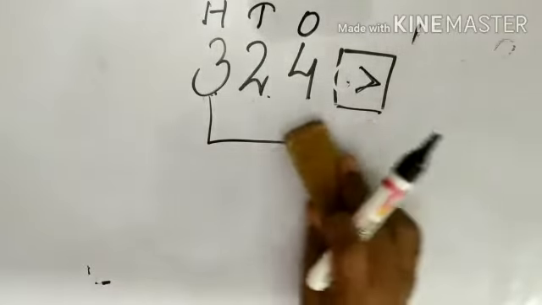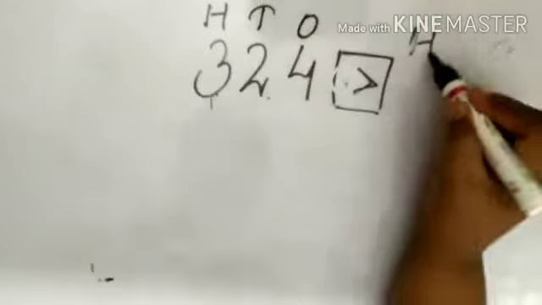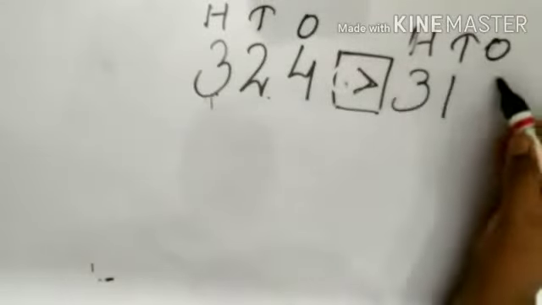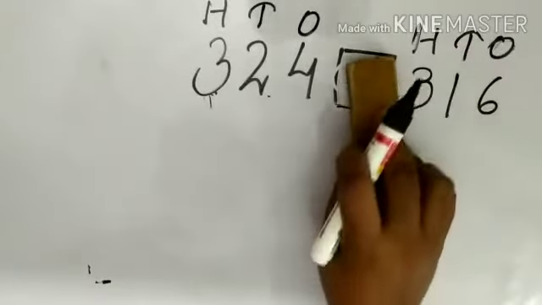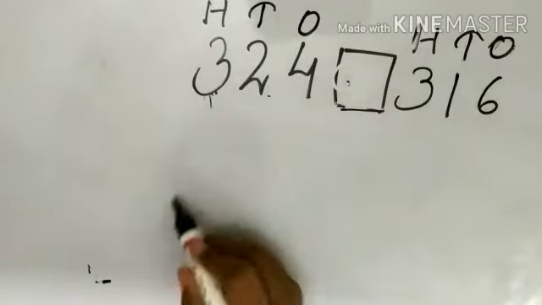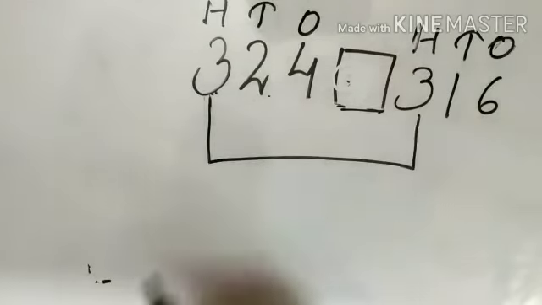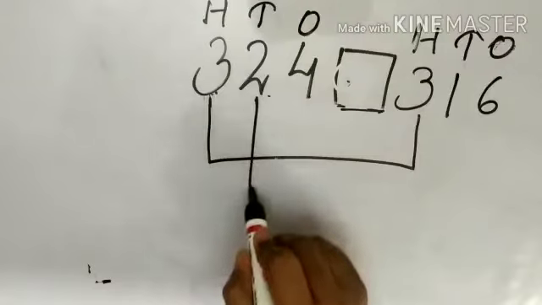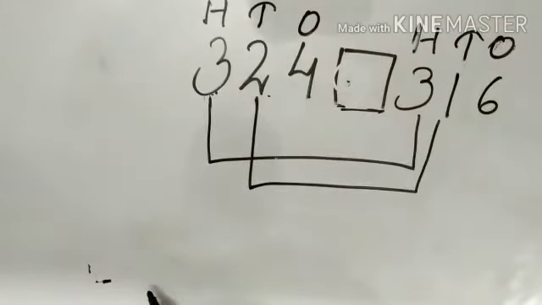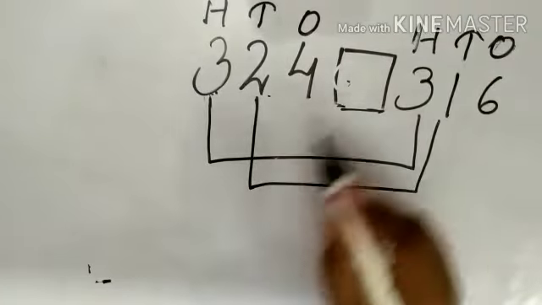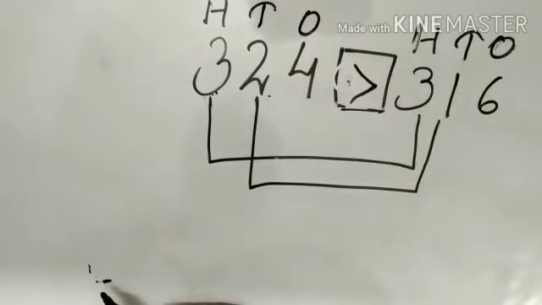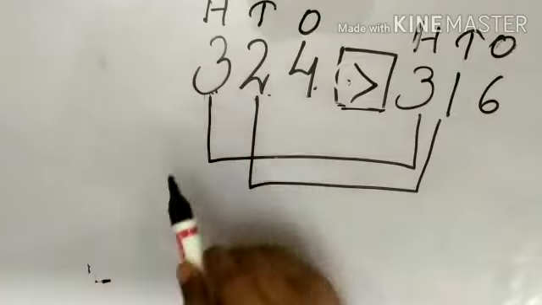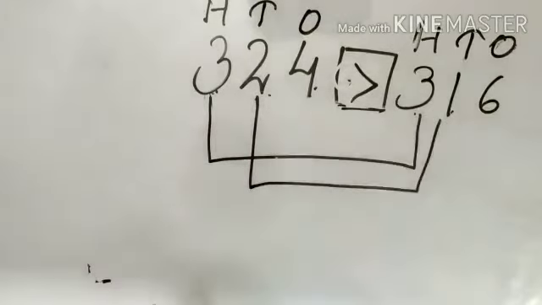While in another case, for example, the number is 316. Now you have to check which is bigger, right? So we'll check the hundreds position, both are same. Now we'll do the third step by comparing the tens position. Which is bigger? This is bigger. So we'll put it like this, right? Okay. So in this case 324 is greater than 316.